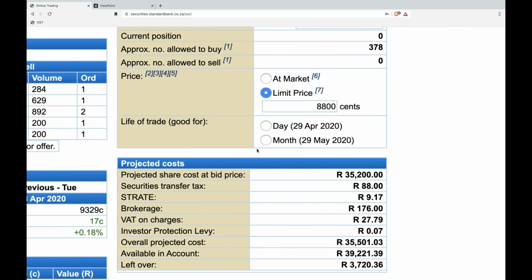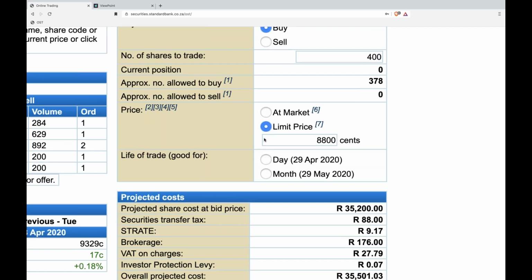I then have a choice of life of trade. Good for day, good for month. Now, what that means is good for day is that if it hasn't traded by the close of business today, it'll automatically cancel. Or if it is only part traded, for example, I've looked for 400 shares, maybe I only get 100, and then there are 300 still on buy at 88 Rand. So at the end of the period, what hasn't traded will automatically be cancelled at the close of trade on that day, typically 5 o'clock, except for Christmas Eve and New Year's Eve where the market closes at midday.